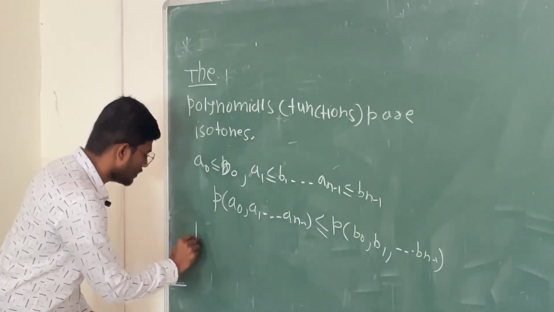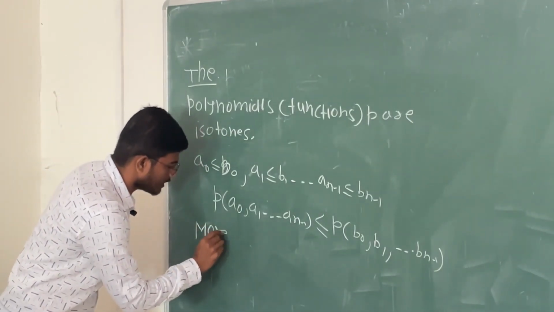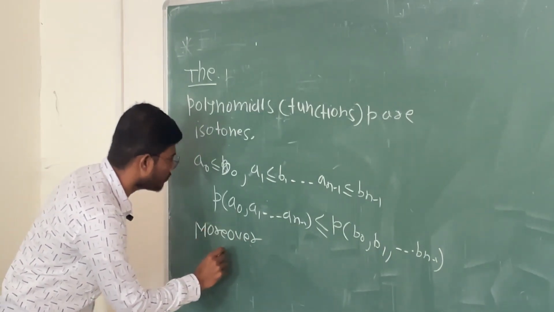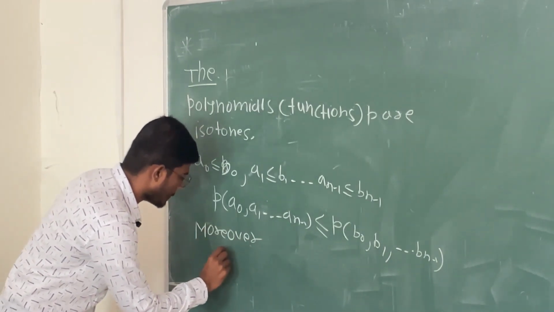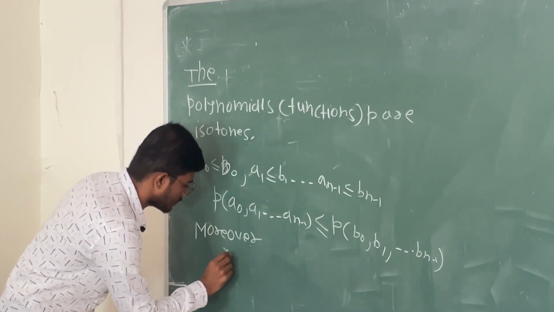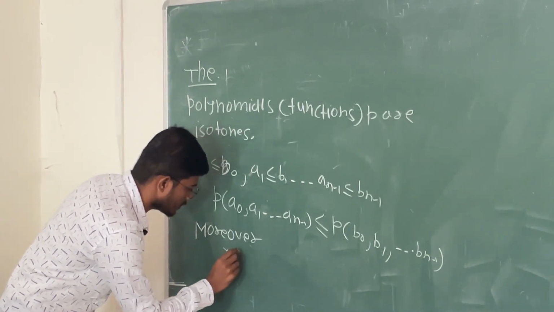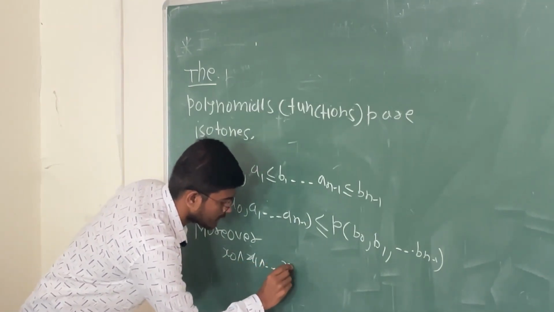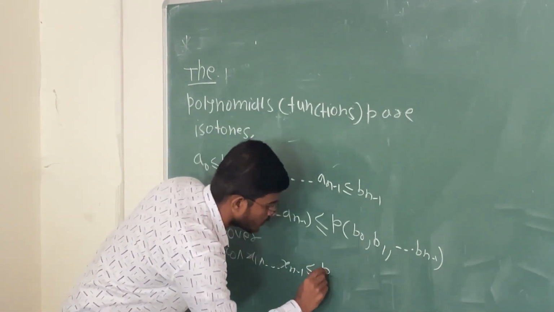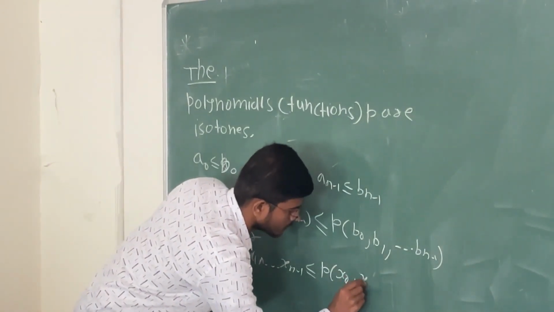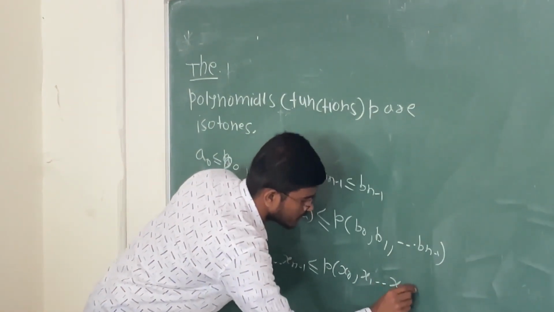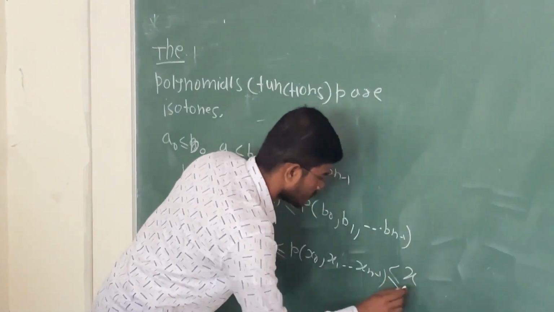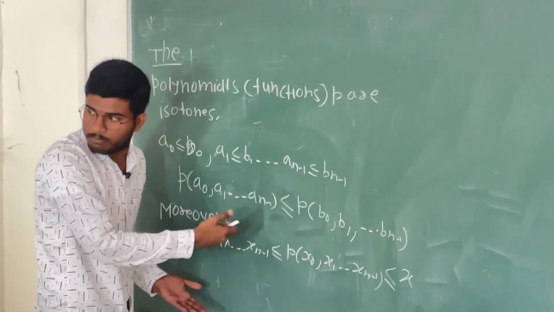And moreover, we have a general statement. If we take a variable, suppose x naught, then x naught meet x1 to xn minus 1 is less than or equal to the polynomial. Here we have taken meet, so here we will join. So this polynomial is bounded between them.